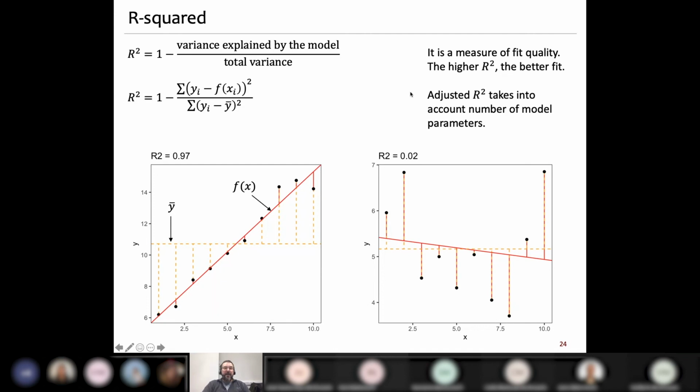In linear models, apart from R squared, you will also get adjusted R squared. This is what you should be using. It takes into account the number of model parameters.